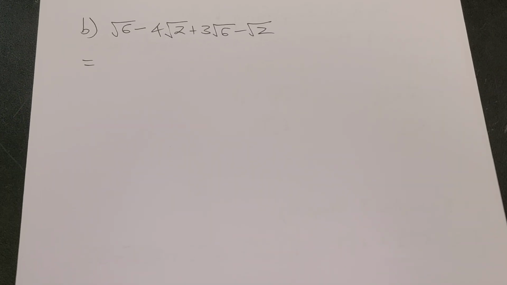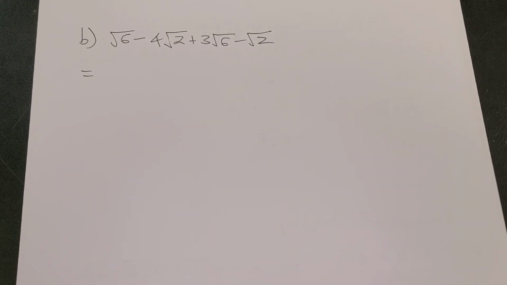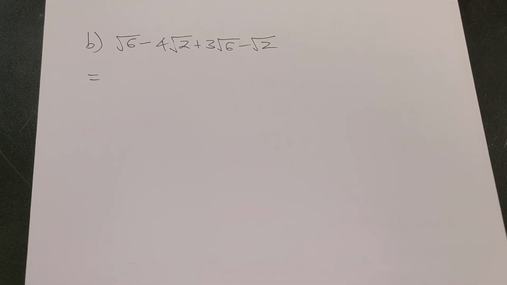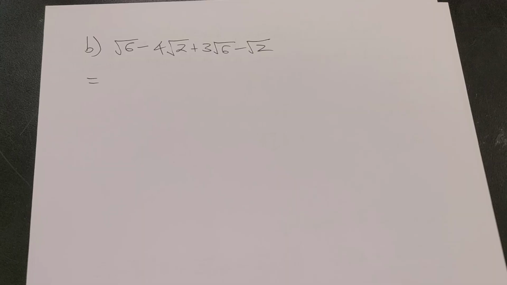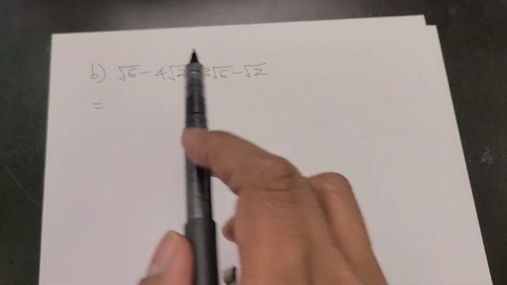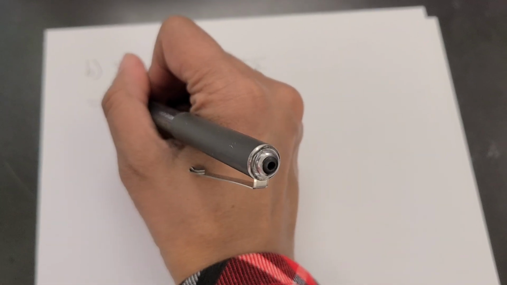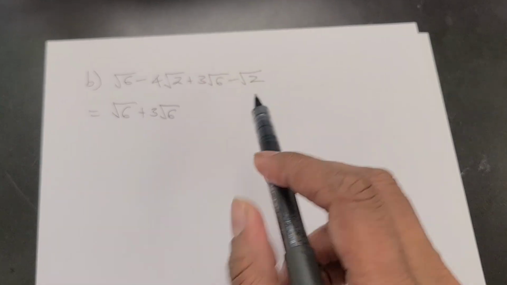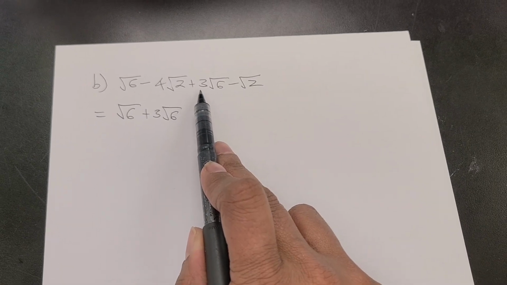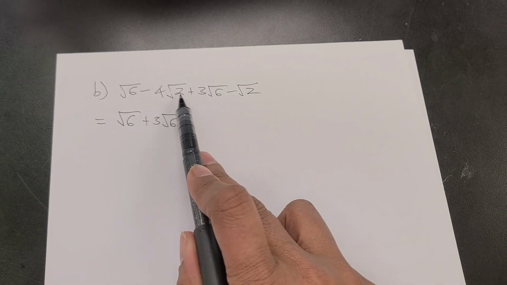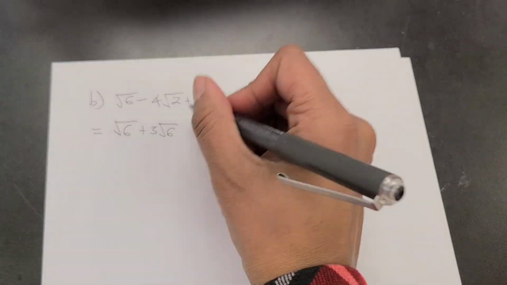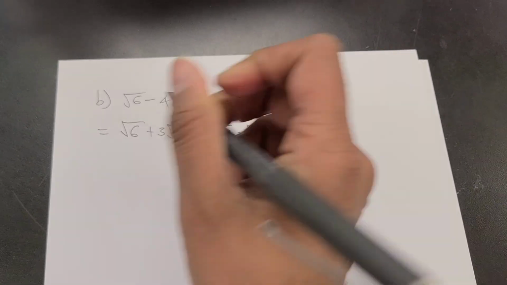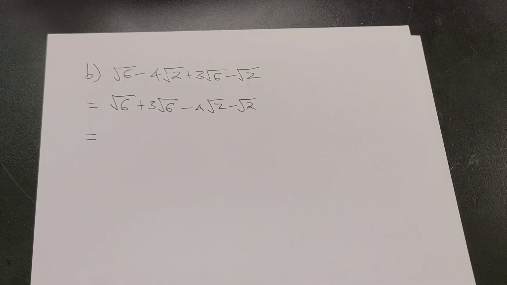Okay, and here's part B. This one says root 6 minus 4 root 2 plus 3 root 6 minus root 2. Okay, so what I'm going to do first is I'm going to put the like terms together. So I see the root 6's. So I'm going to put root 6 plus 3 root 6. Notice you have to take the sign that's in front, okay, of the coefficient. These two terms have root 2, so I'm going to put that together. So 4 root 2 minus root 2, like so.